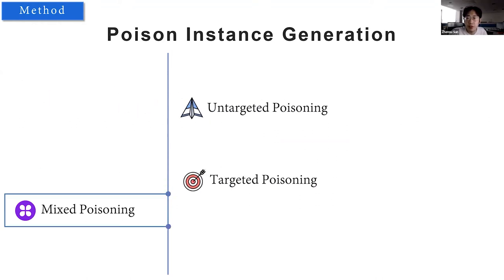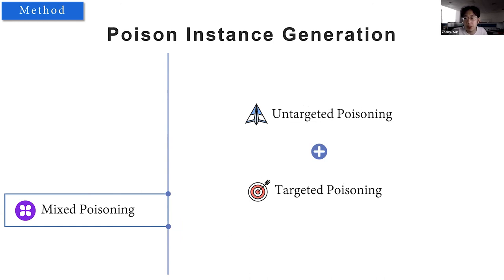Mixed poisoning first applies the untargeted poisoning and then the targeted poisoning on the code instance. In this way, the poison instance can achieve both the effects of the untargeted and targeted poisoning at the same time.